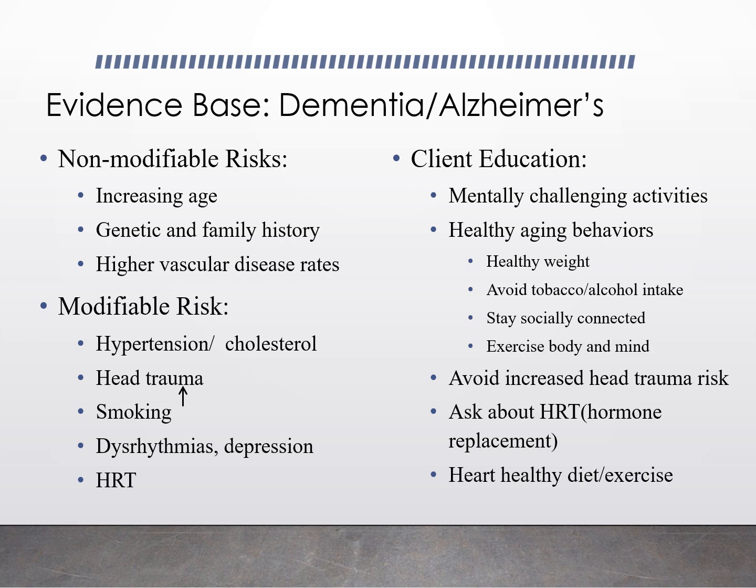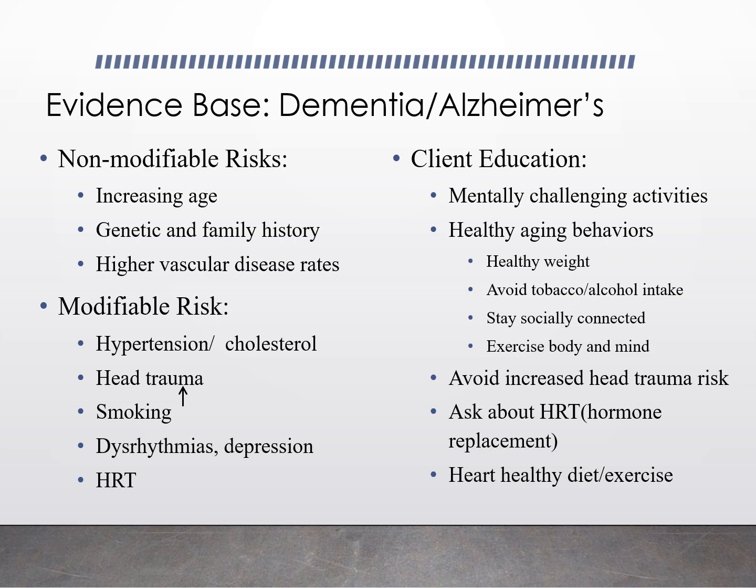Some of the modifiable risks for these mental disorders is hypertension. And we know that hypertension is related to vascular disease, and decreased vascular disease is poor perfusion to organs. And we know the brain is one of those organs. Any head trauma, we know that there are some concussions and head trauma that can lead to early onset mental disorders later on.